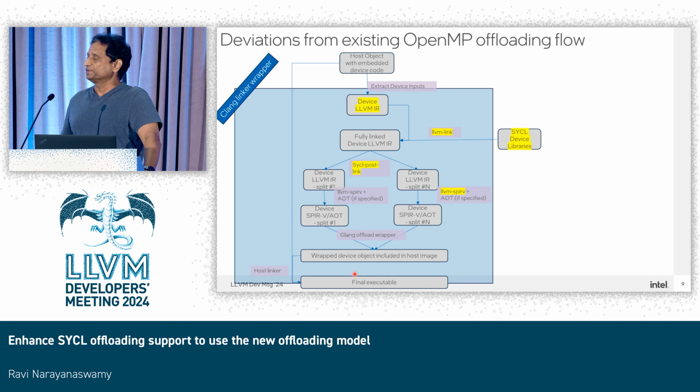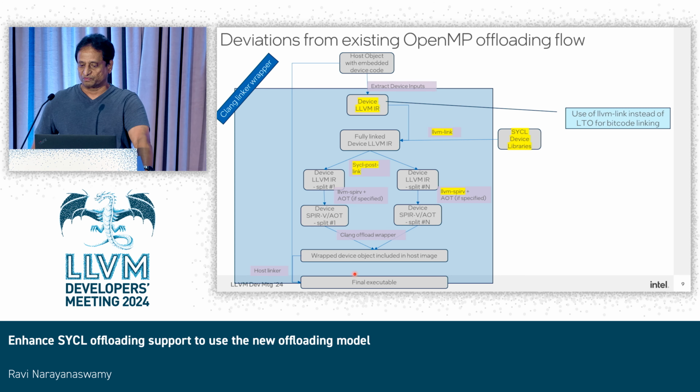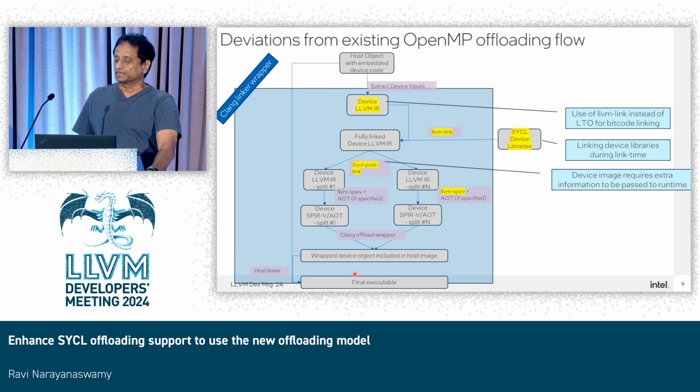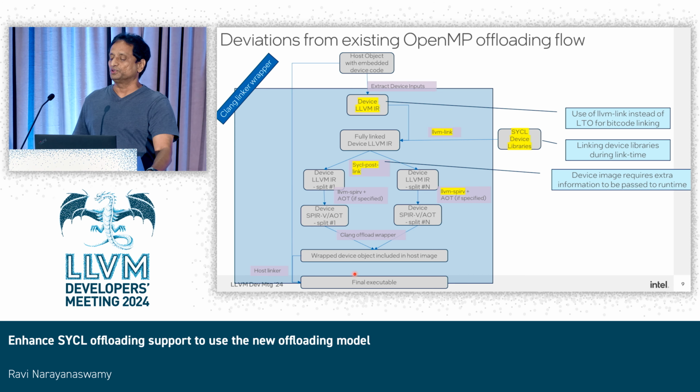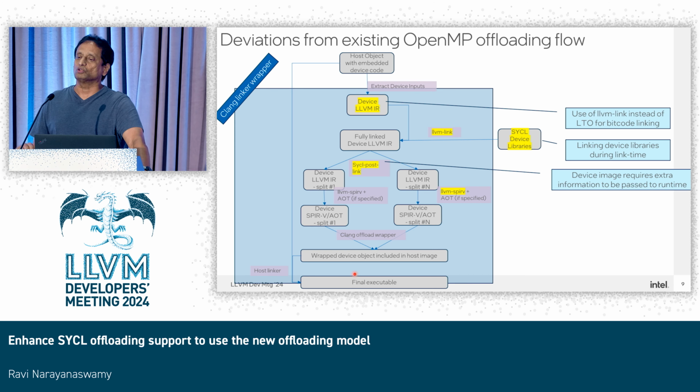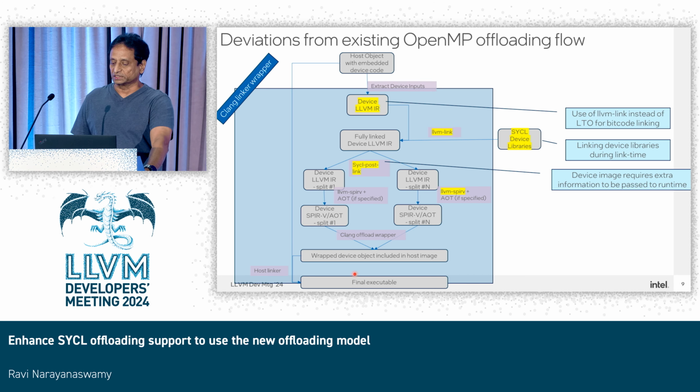Now let's talk about the deviations we are making from the existing community scheme. The first thing is we use llvm-link instead of LTO bitcode linking. The next thing is we link the device libraries at link time as opposed to compile time. The third thing is that we need to pass certain information from the device image to the runtime, especially if you're doing JIT. You want to pass all the optimization flags, and there are other things based on certain aspects in the kernel that we need to pass to the runtime so it can make use of them and make certain decisions.